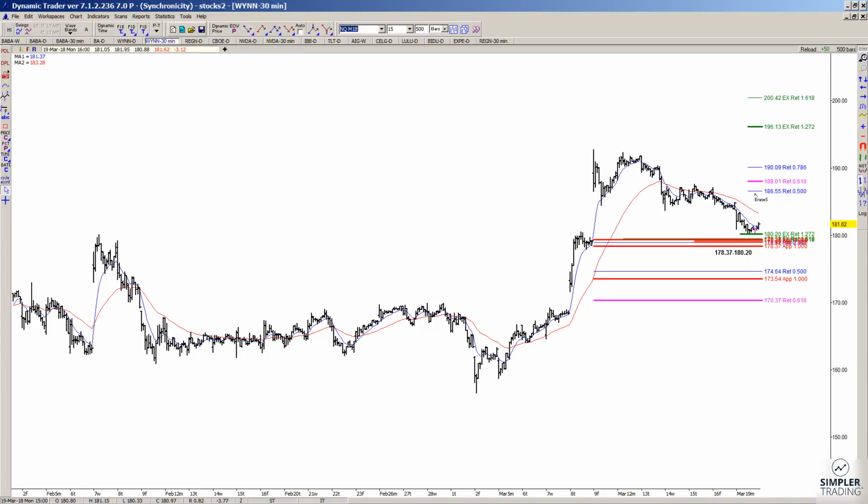But if we do continue to hold above this general area, just know that the upside potential is going to be this 196.13 area and then 200.42, but your risk initially is going to be right underneath this 178 area. If we break underneath 178, I consider myself wrong as far as this particular setup is concerned.